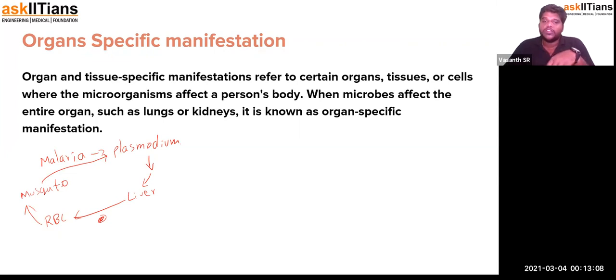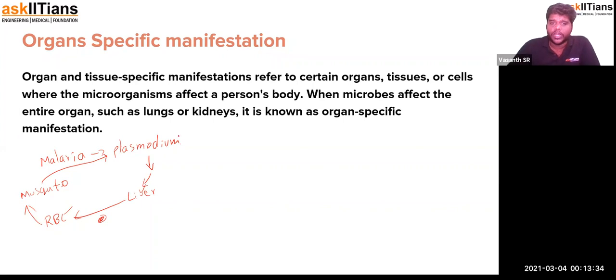So in this process, if you see, they are completely tissue specific. They will not get multiplied anywhere else. They will directly go into the liver and then RBC. So this is what organ specific manifestation is. There are certain organs, tissues and cells where the microorganisms get cozy and comfy, and later establish their grounds.